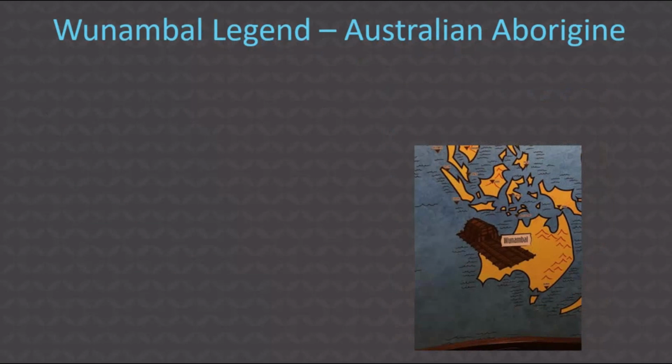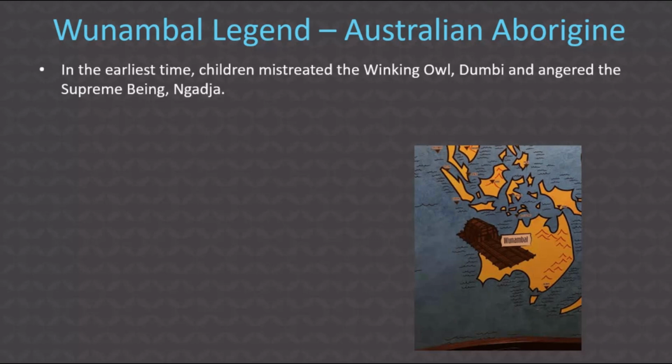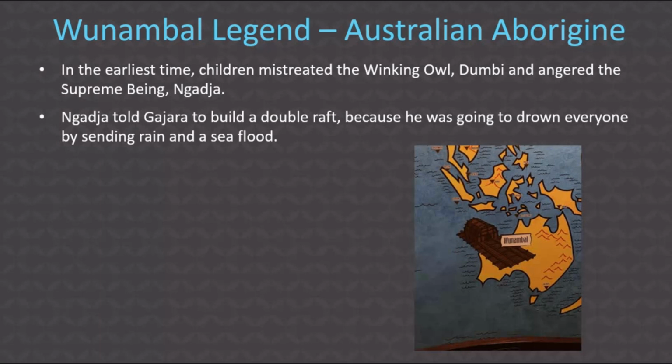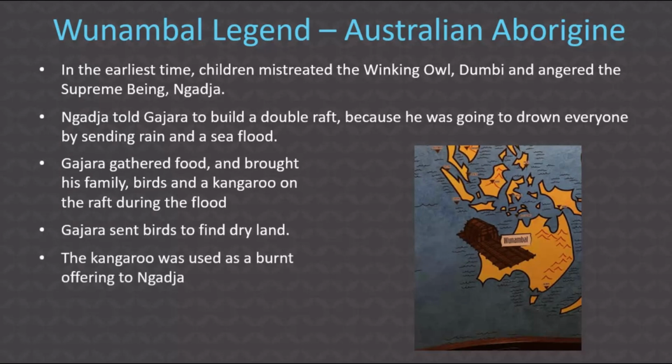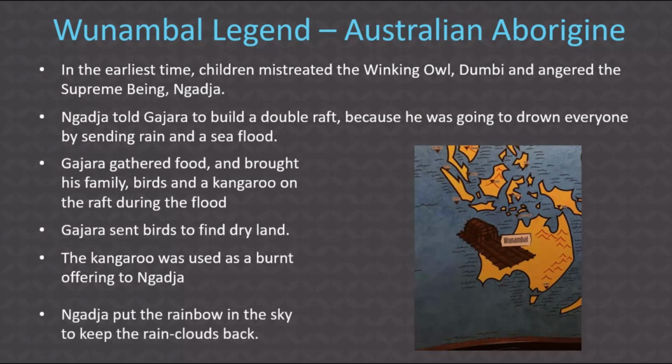The next one, the second of the four that I wanted to cover today, is the Wanable legend, or the Australian Aborigines. In the earliest time, children mistreated the winking owl, Dumby, and angered the supreme being. And Gaja told Gajara to build a double raft because he was going to drown everyone by sending rain and a sea flood. Gajara gathered food and brought his family and birds, and of course, since it's down under, a kangaroo on the raft during the flood. Gajara sent birds to fly to dry land after the flood, and the kangaroo was used as a burnt offering to the god Nagajja. And Gajja put the rainbow in the sky to keep the rain clouds back.